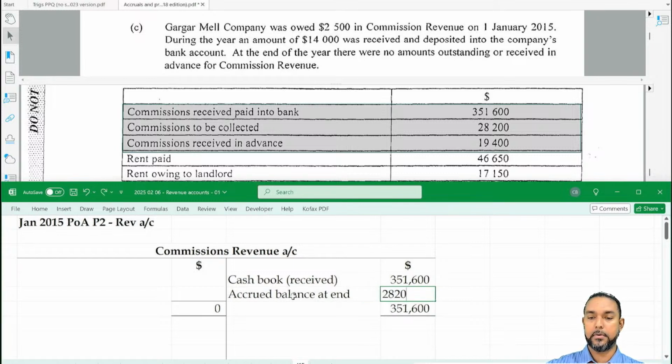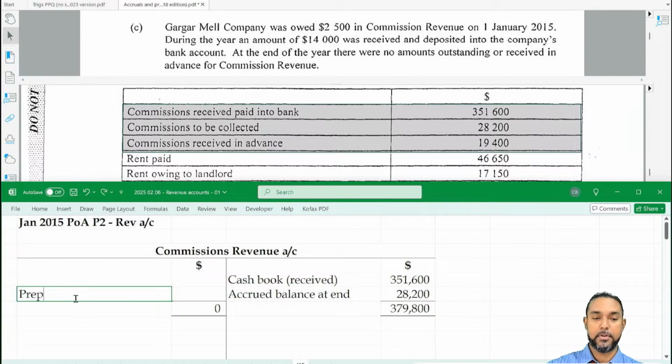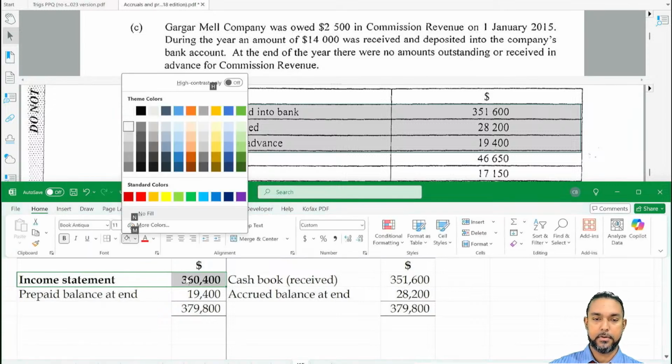28,200, sorry. And then commissions received in advance. So that is prepaid. Prepaid revenue is a liability. It'll be brought down on the credit side. Before it can be brought down on the credit side, you have to be carried on from the debit side. So prepaid, that's 19,400. Okay, and what's missing is the income statement figure. And that's just the difference between this and this. So 360,400.